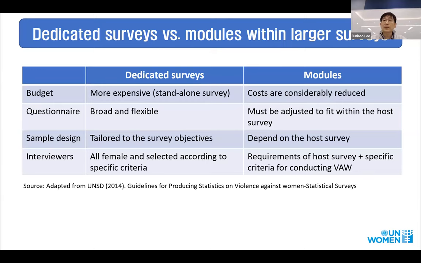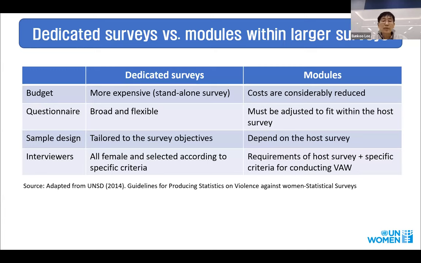Dedicated surveys are more flexible in the sense that they can include a large number of detailed questions specifically on violence against women. And sample design is also tailored to meet the survey objectives. And interviewers are carefully selected to deal with sensitive topics and maximize the disclosure of violence. But the downside of dedicated surveys is that they are very costly and difficult for countries to conduct on a regular basis due to budget constraints.